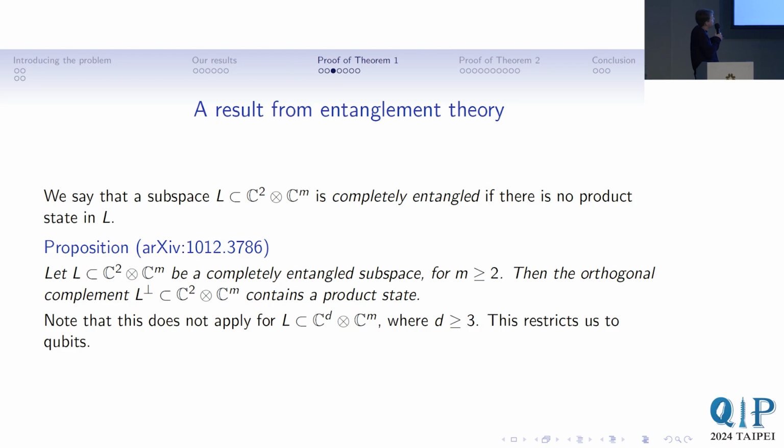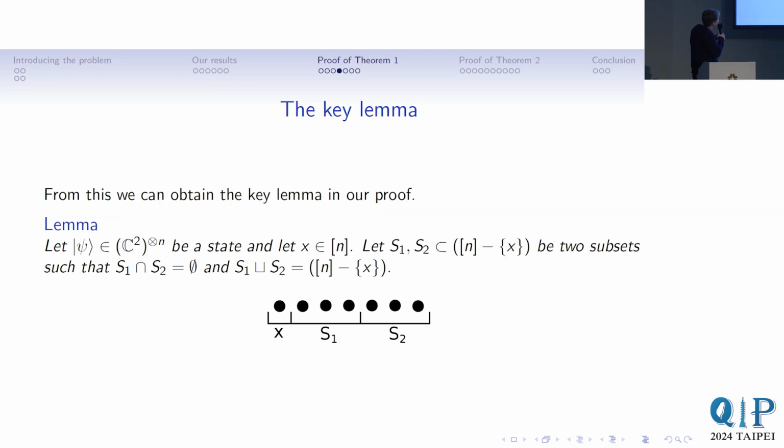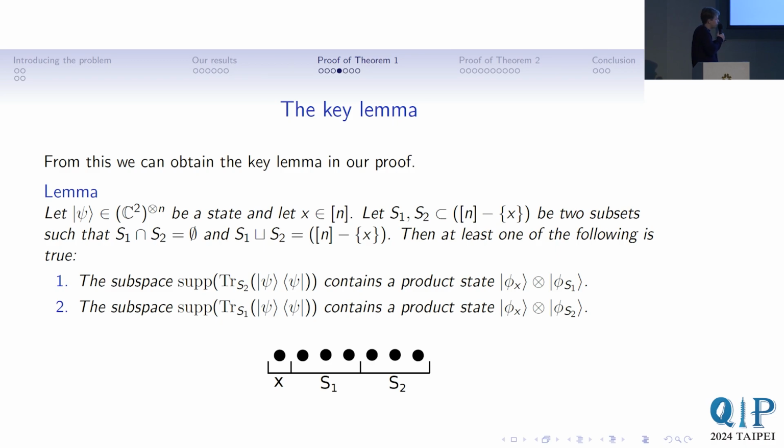So using this proposition, we can prove the key lemma in our proof, which is the following. If you've got a state of n qubits and you pick one of the qubits, and then you partition the remaining qubits into two subsets, just like this here. Here we've chosen subsets of equal size, but they don't have to be of equal size. It can be any bipartition of the remaining qubits. Then at least one of the following things is true.